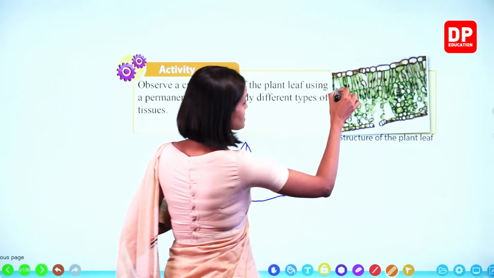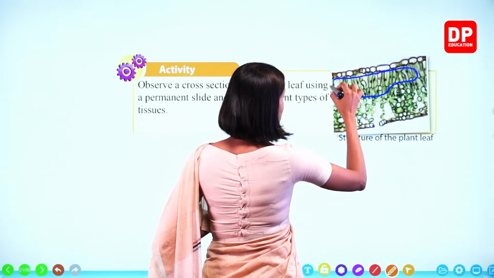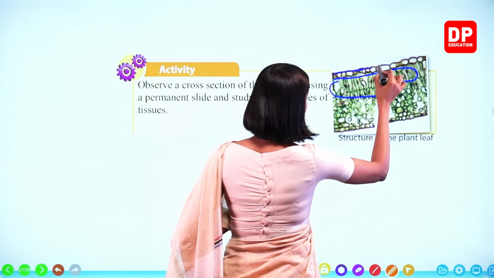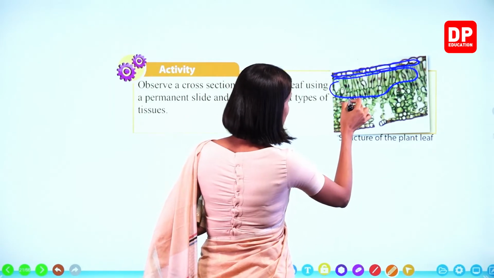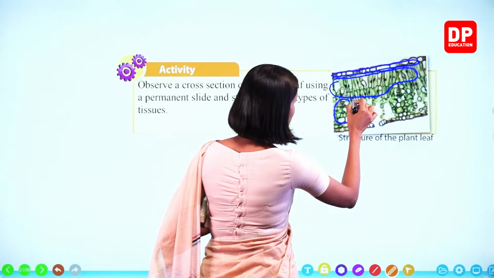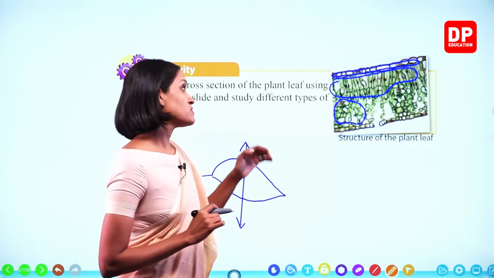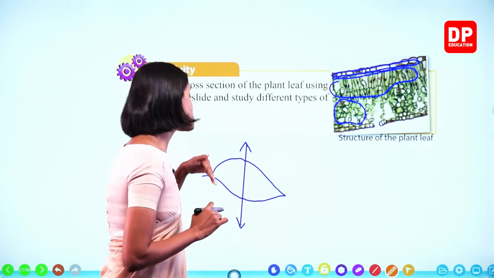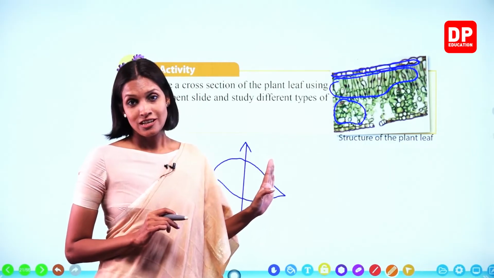So when you observe the plant leaf, you could clearly see that different types of tissues were there. If you consider this part, this outermost cell layer is one type of tissue, and this is another type of tissue. Here you could see some other types of tissues likewise. So it was very clear that the plant leaf is also made up of different types of tissues.